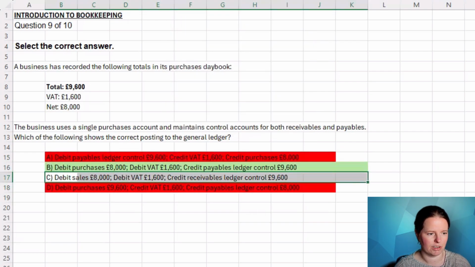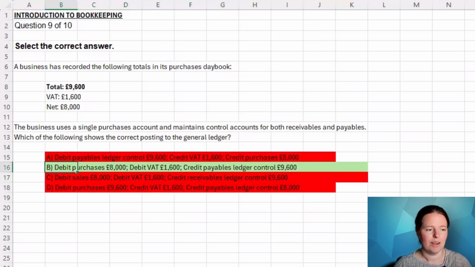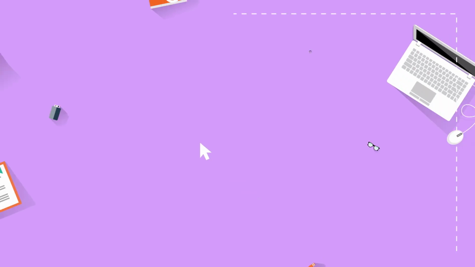So the answer is B, because we're going to take the net amount in the purchase day book and debit that to purchases in the income statement. So that's going to be a plus, a positive figure. We're going to debit VAT 1,600 because again, that's an amount that's owed back to us. We can reclaim that back from HMRC, so it's an asset to us. And then we're going to credit payables ledger control account with £9,600. So that's question 9 done.